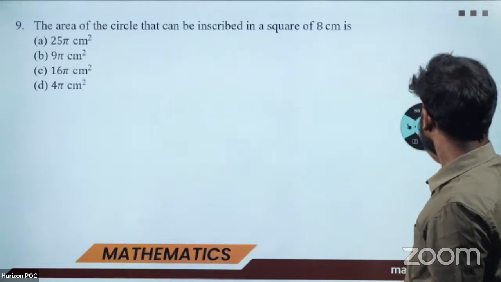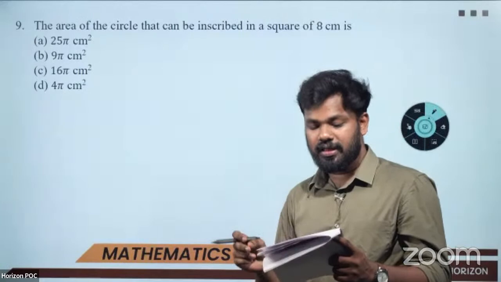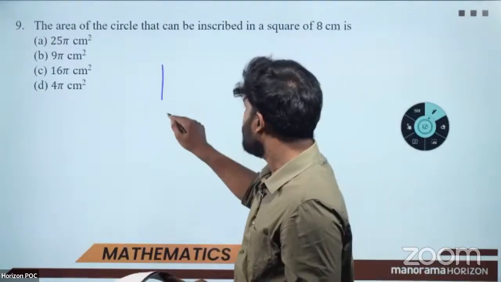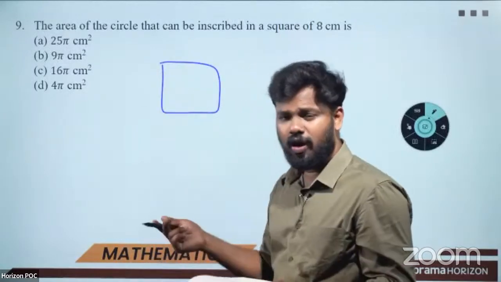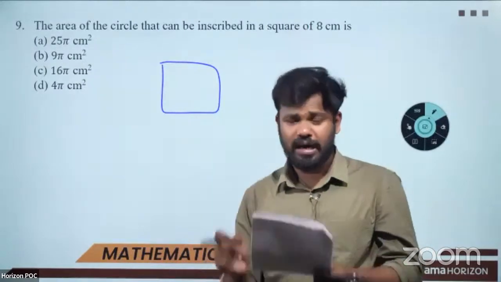We have another one, that is the 9th question. The area of a circle that can be inscribed in a square of side 8 centimeters. Simple question. So just draw a square for reference. Always draw a rough diagram of what the question is asking, right?